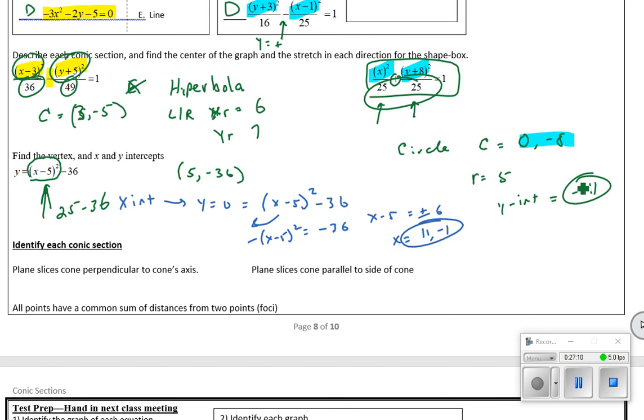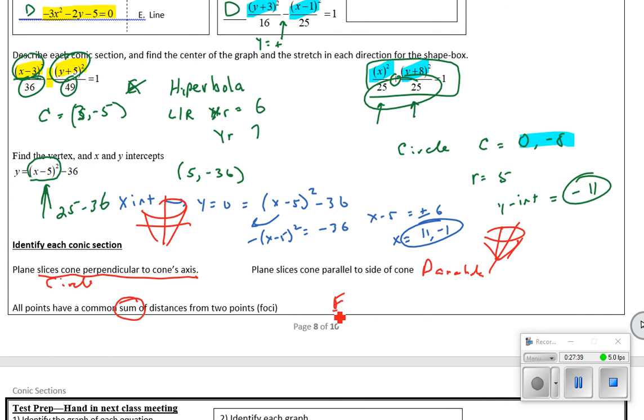And finally, we're running almost on 30 minutes here. Going back to our definitions, if I slice the cone perpendicular to the axis, the shape I get is a circle. Parallel to the side of that cone, the shape I get is the parabola. And if all the points have a common sum, that is an ellipse.